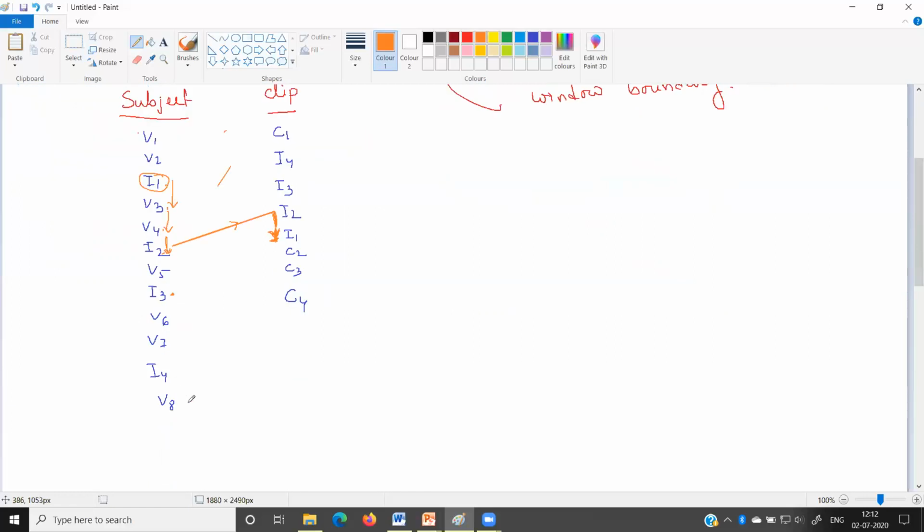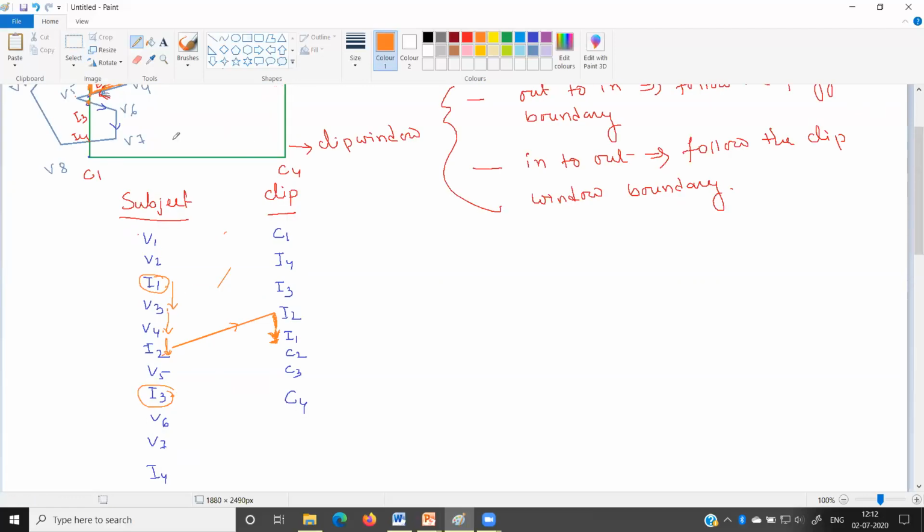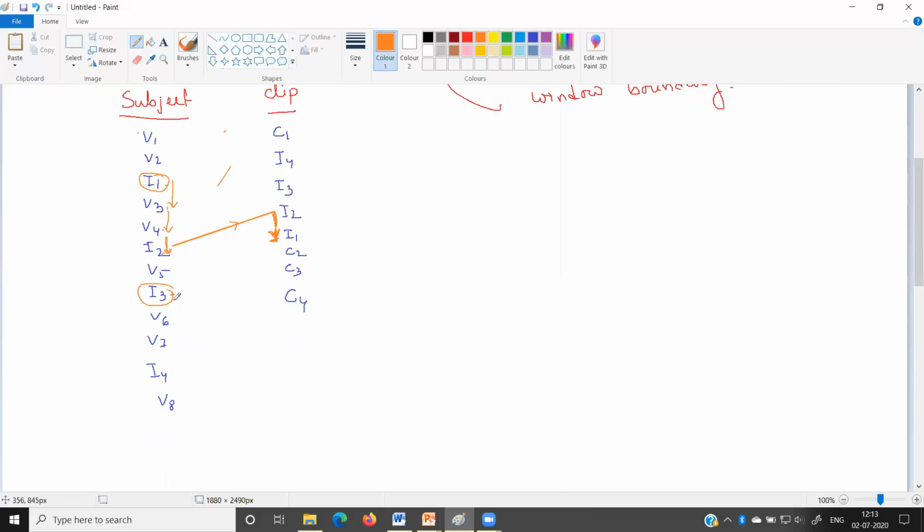Clear? So once you start, you can notice one thing: while we are starting from the subject list, we are always starting from the intersection points. So here the next intersection point is I3, and I am starting from I3. From I3, if you can see the figure, I am moving to V6. This is out to in, that means I have to move through the polygon boundary. Then V6 to V7, both are inside, so I have to move through the polygon boundary. That means from I3 I move to V6, and from V6 I move to V7.